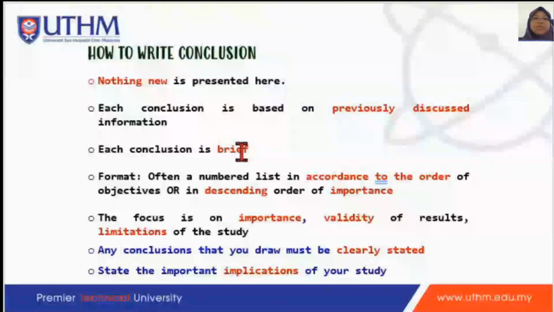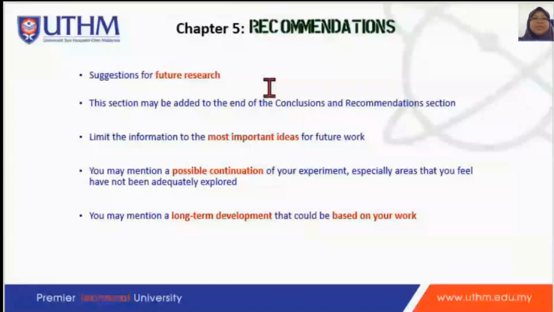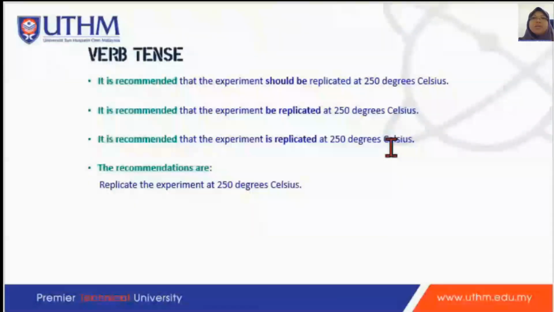Alright, next, recommendations are suggestions for future research. This section may be added to the end of the conclusion and recommendation section. And then you may mention a long-term development that could be based on your work. These are examples of verb tense that you can write in the recommendation. Please ensure that all are in future tense in the recommendation. For example, it is recommended that the experiment should be replicated. Be replicated is replicated.